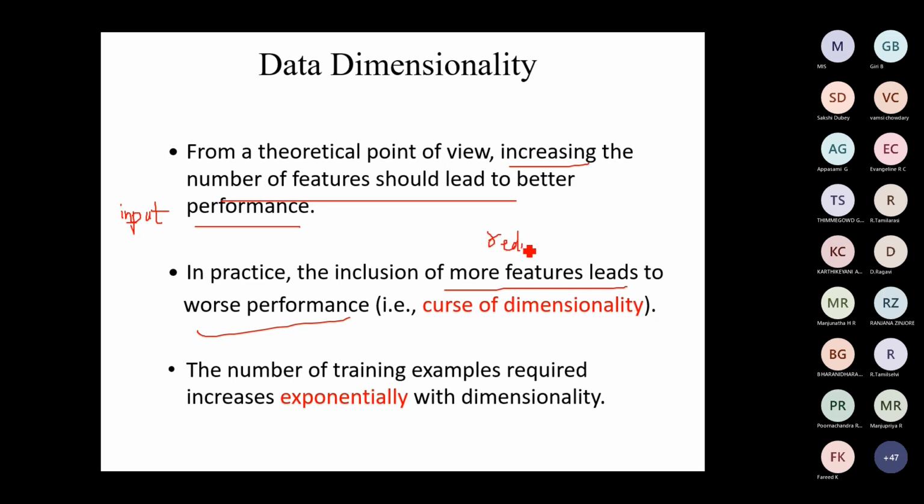So that is a main problem here. That is called the curse of dimensionality. It means that including more features will lead to worse performance. That is nothing but reduced accuracy. That is called the curse of dimensionality.